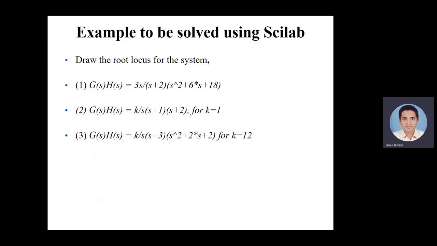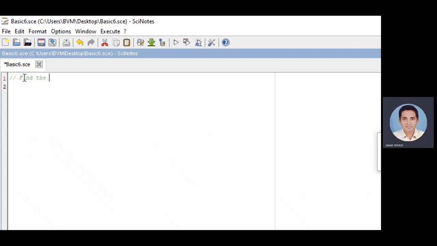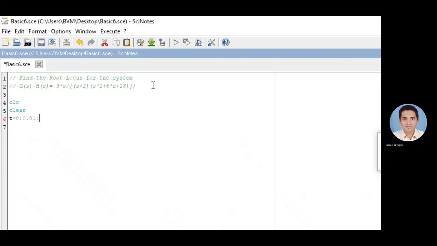Okay, so now we move to Scilab and try to find the root locus for the given system: G of s H of s equal to 3 into s divided by s plus 2, multiplied by s squared plus 6s plus 18. That is the first example that we have to solve with the help of Scilab. First, clear the screen, then clear the history, then the time stamp from 0 to 15, with a semicolon to avoid showing the result on the screen.